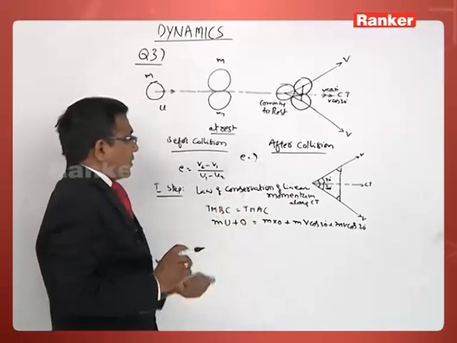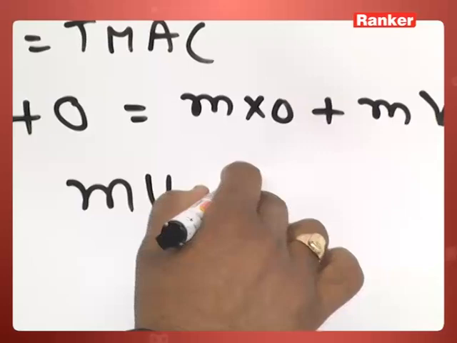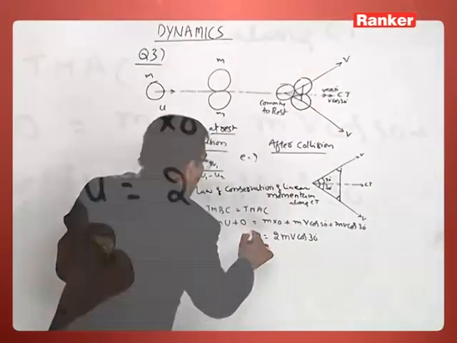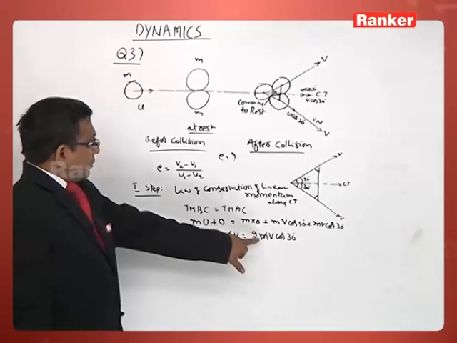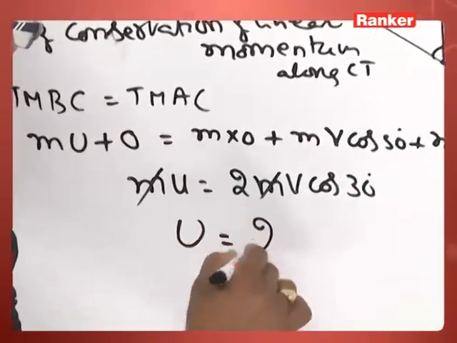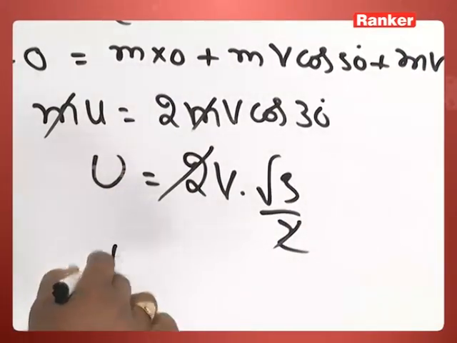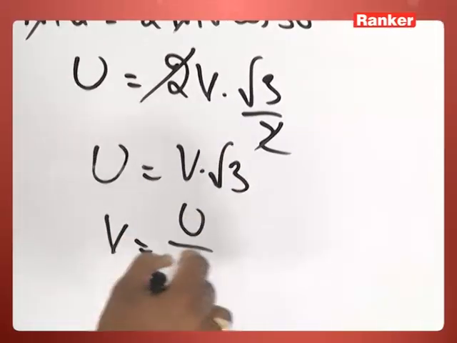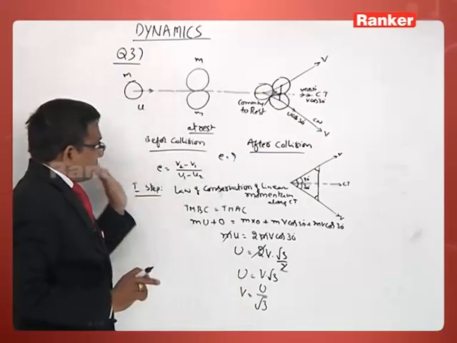If you use the law of conservation of linear momentum, you are going to get mu equal to 2mv cos 30. Now m and m get cancelled. So u equals 2v cos 30, and cos 30 is root 3 by 2, so 2 and 2 get cancelled. U is equal to v root 3. So v is equal to u by root 3. So this is the velocity after collision. This is the first step.